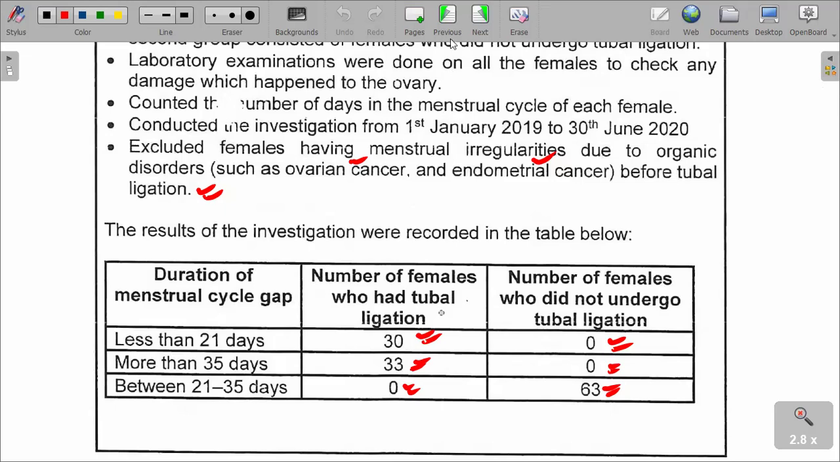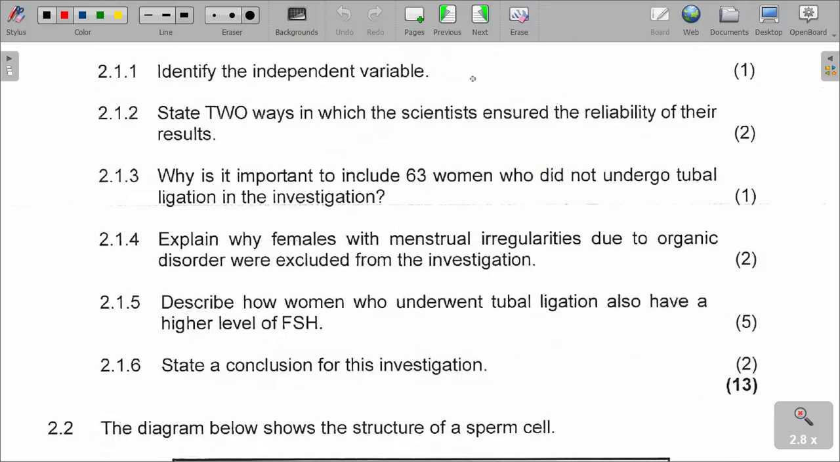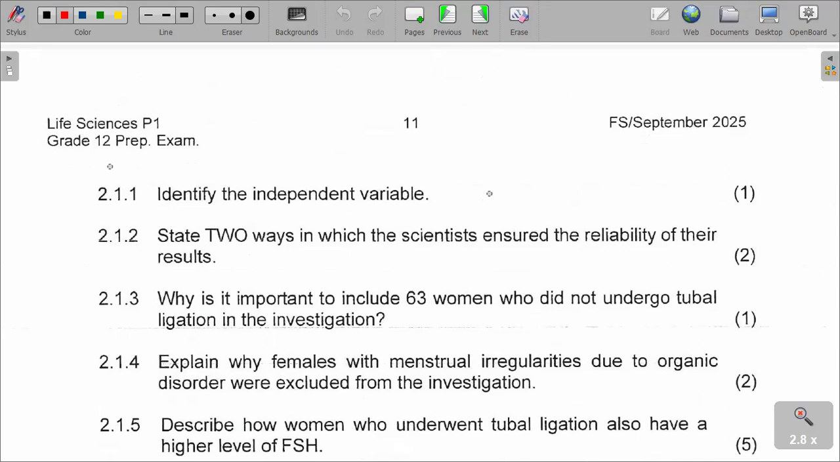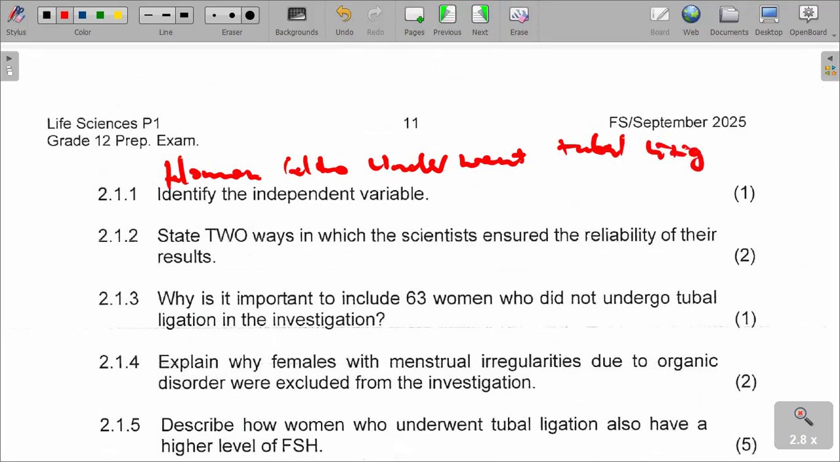Women who underwent tubal litigation or not, we are saying is our independent variable.